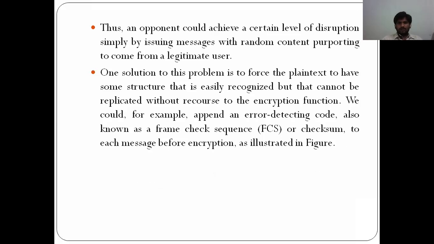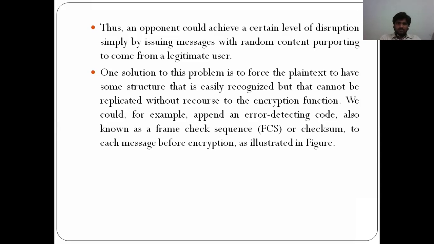So an opponent could achieve a certain level of disruption simply by issuing a message with a random ciphertext purporting to come from the legitimate user. So what is the meaning of this opponent? We can confirm that the message is exact, meaning it is sent to the right person. The exact person is sending, the exact person is receiving, so that the opponent is going to be confirming.